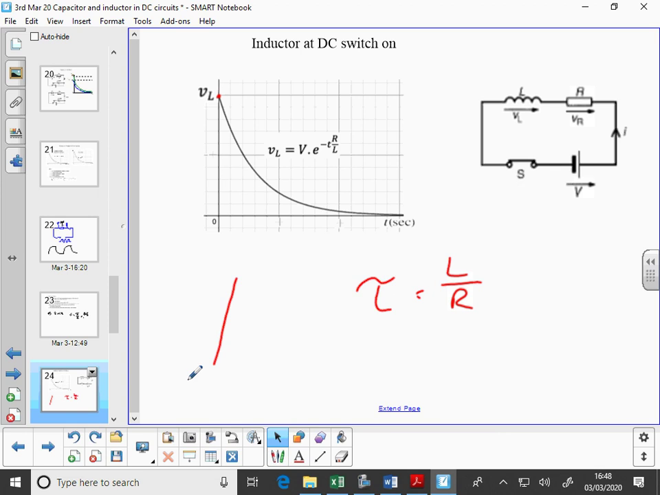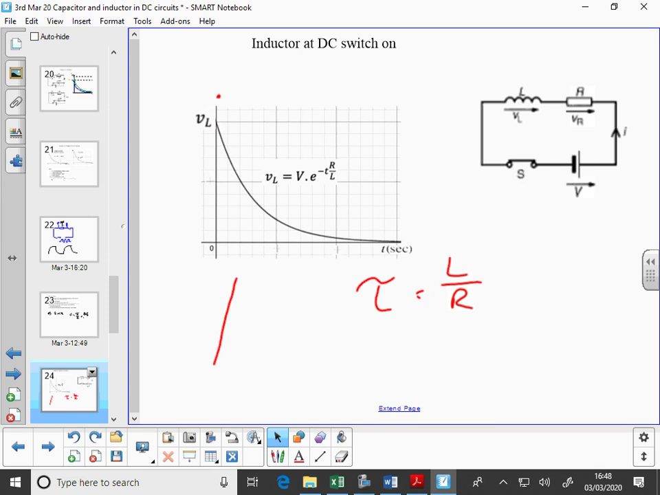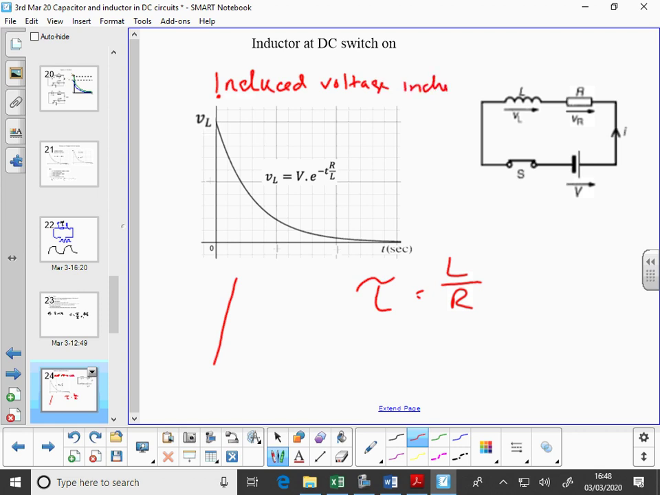I'll just put a note on there that is the induced voltage inductor.